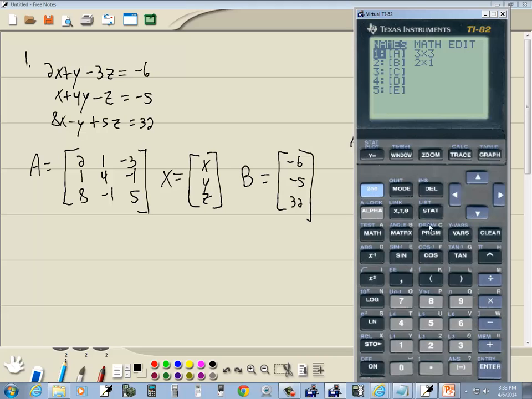Now go back to my matrix menu, and I'm going to right arrow over to edit, and now I'm going to down arrow to B and press enter. And it's asking me for rows by columns. Well, this one has 3 rows, 1 column. So do a 3 enter, 1 enter. You can't mess that up. After you type that in, you see if it looks like what you have written down on your paper. And mine does. So I'll put in -6 enter, -5 enter, and 32 enter. Then I'm going to exit out with second mode.